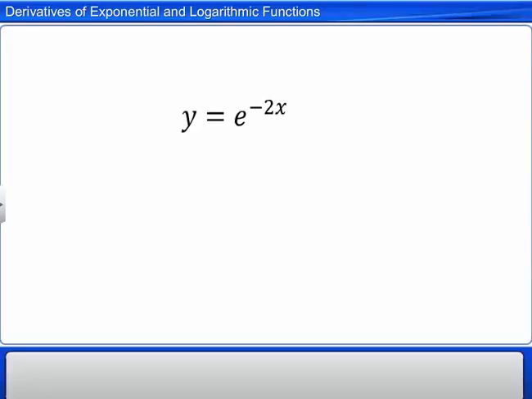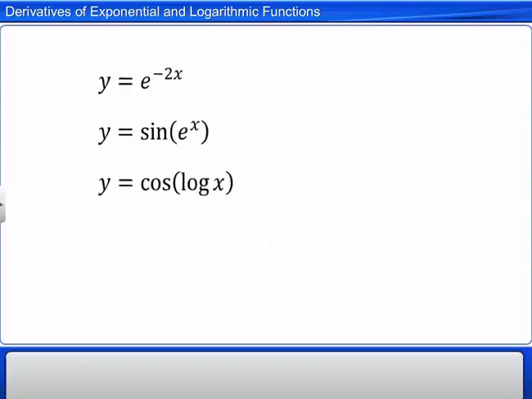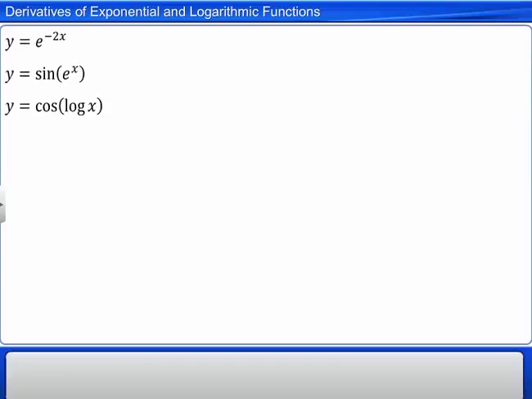Let's look at the relations y is equal to e raised to the power minus 2x, y is equal to sine of e raised to the power x, and y is equal to cos of log x. Clearly, these are composed of exponential and logarithmic functions. To differentiate such relations, we use some basic formulae.